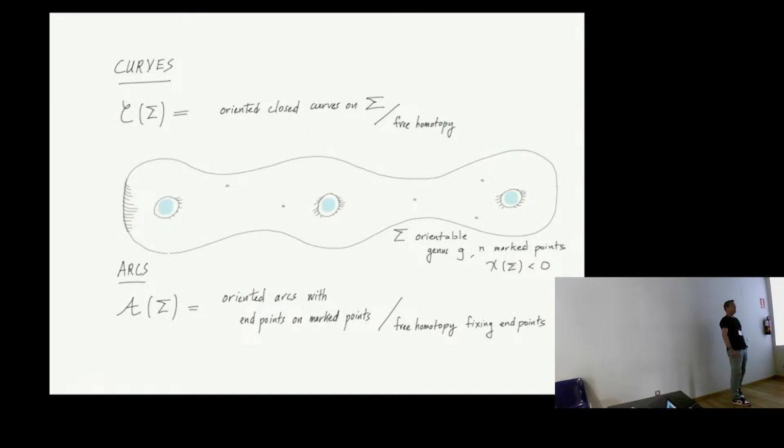And so I look at the set of all curves on the surface. So this is curves up to free homotopy. I'm thinking of them as oriented objects. I'm not getting rid of orientation. And in the same way, I'm looking at arcs that have endpoints in my set of fixed points, and I'm thinking of them again as oriented, and up to free homotopy that fixes the endpoints. Right? So these are the two objects I'm interested in: curves and arcs.